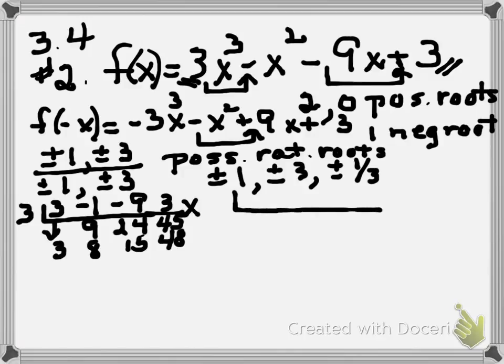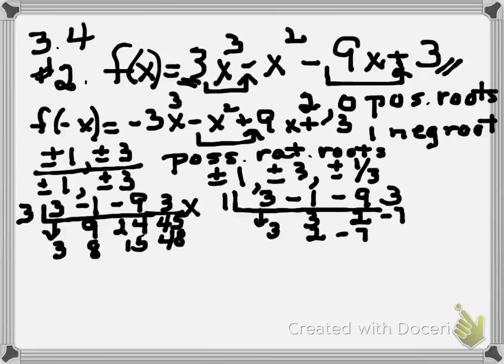We can try 1. Bring down the 3. 1 times 3 is 3. 3 and negative 1 is 2. 1 times 2 is 2. Negative 9 and 2 is negative 7. Negative 7 times 1 is negative 7. Negative 7 and 3 is negative 4, which again did not give us 0. So let's try 1/3.